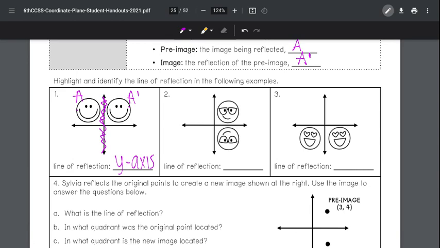For number 2, we had our smiley face up top, and then they reflected it, and now it's down below, B prime. So the line that they flipped the face over, our line of reflection, is the x-axis. And then we've got our heart face over here, and we'll say they started out on the right side just for fun. And then they flipped it over this line of reflection, and now C prime's over here. So our line of reflection that we just crossed was the y-axis.